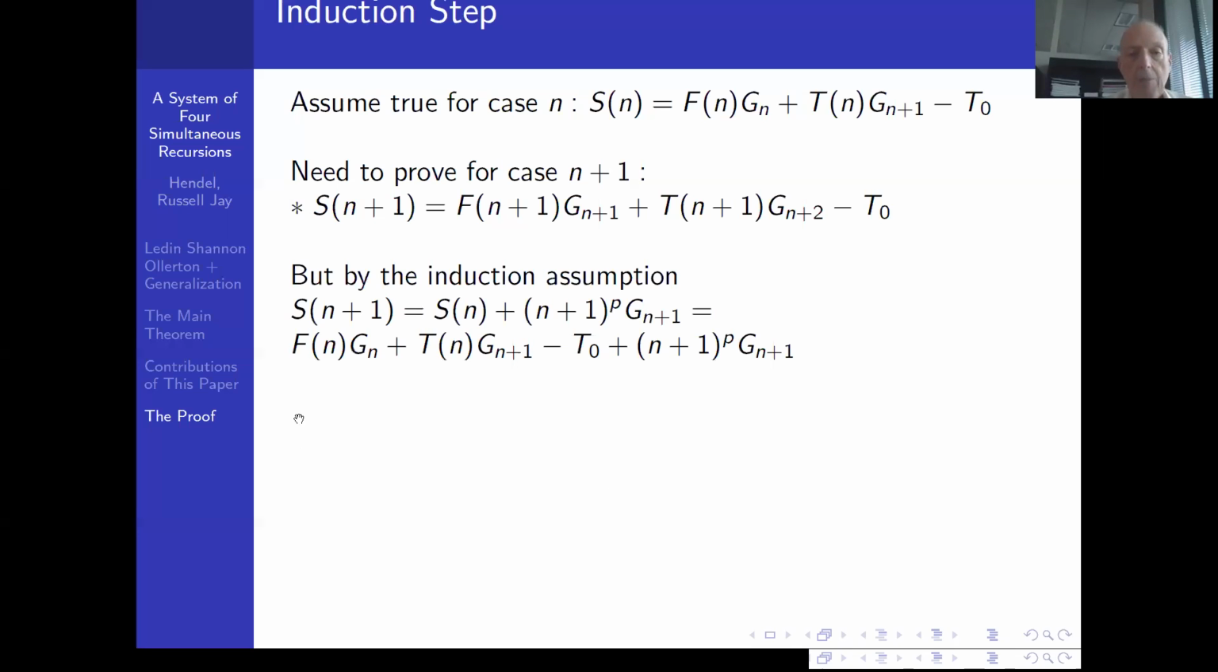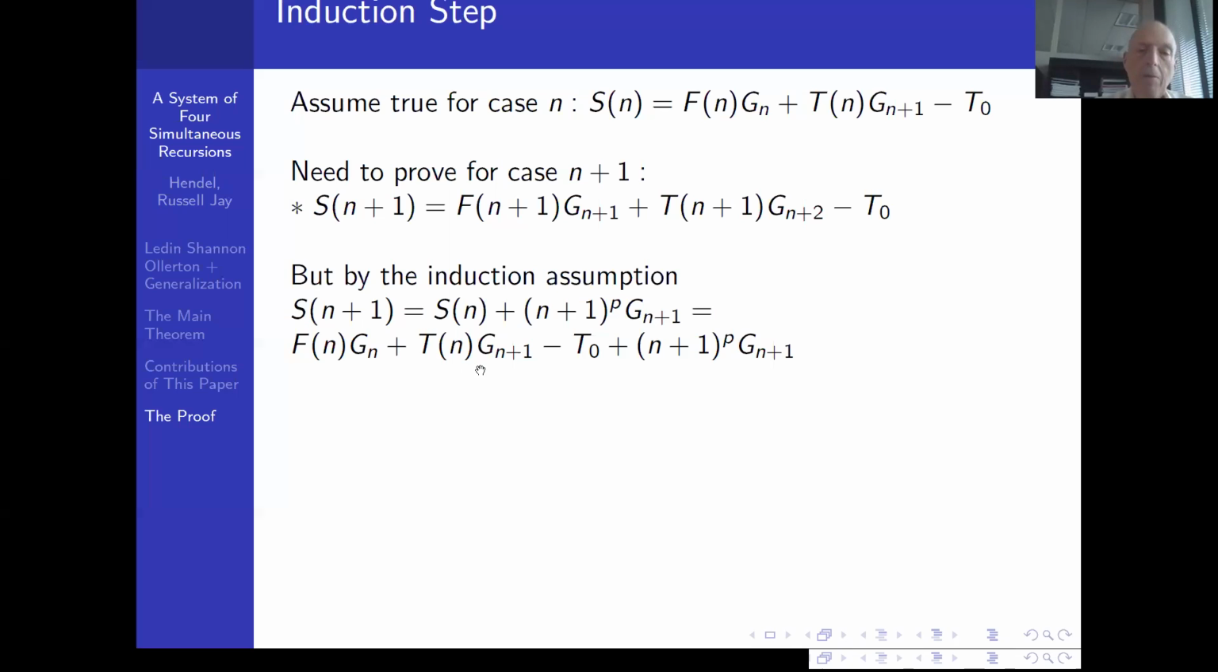By the induction assumption, S_{n+1} is S_n plus one more summand, (n+1) to the p, times G_{n+1}. Remember, S_n is just a sum of powers times elements of the sequence. So S_{n+1} is just what I had before, S_n, and this. I know what S_n is, it's this. So I'm going to plug this top line into here, and I'm going to get that S_{n+1} is all of this. Now, I'd like to compare these two lines. They're both S_{n+1}, but here I have G_{n+1} and G_{n+2}. Here I have G_n and G_{n+1}.